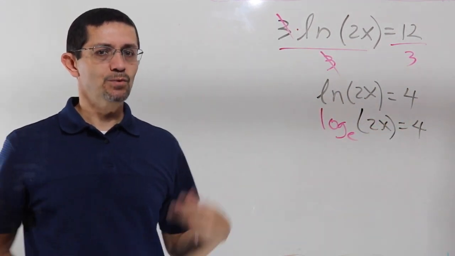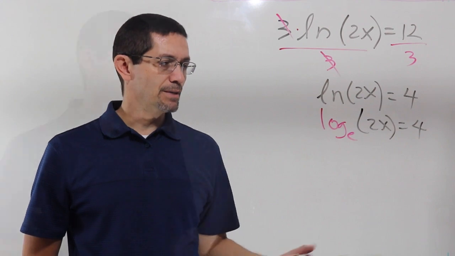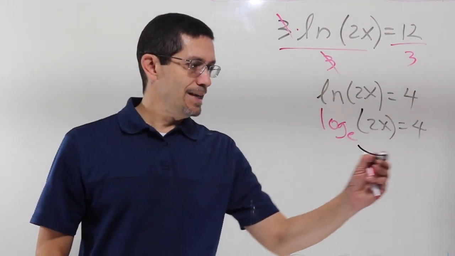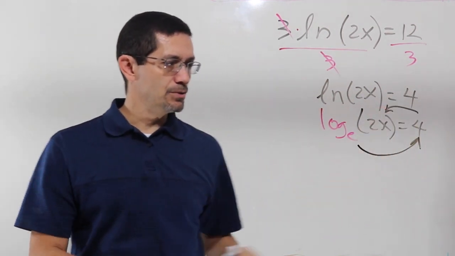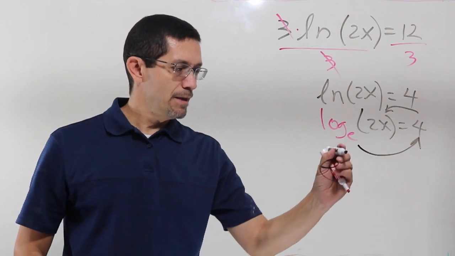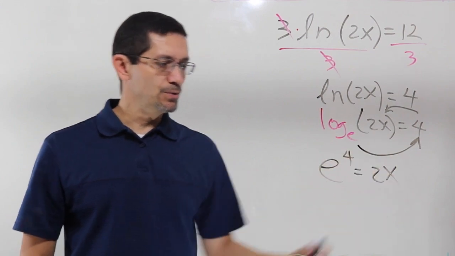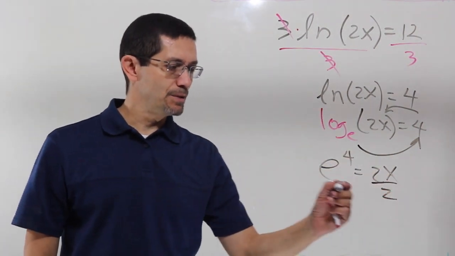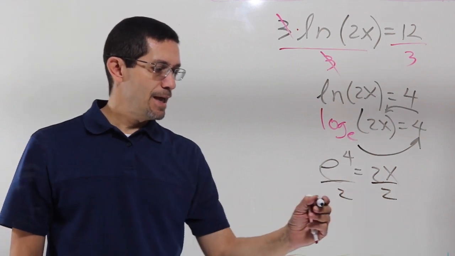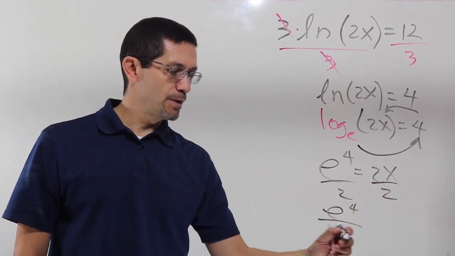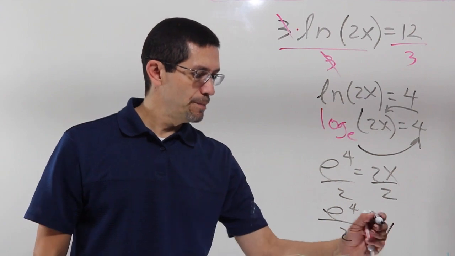And same process, I'm using the definition of natural logs. So let me do e to the fourth power equals 2x. E to the fourth power equals 2x, divided by 2 on both sides because I want to leave the x by itself. And e to the fourth divided by 2 is equal to x.